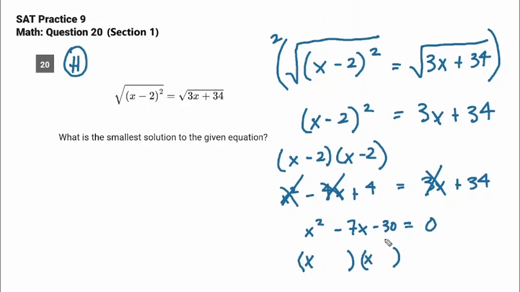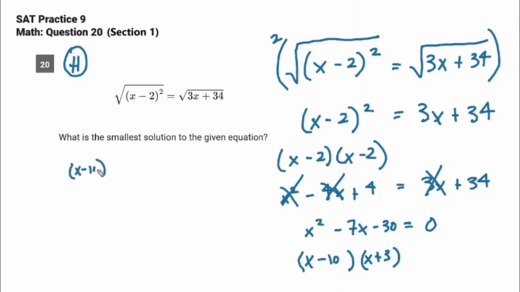What are some things you can multiply together to get 30? 15 and 2. No way you're going to get to 7. How about 10 and 3? Yeah, that works. Got to put them in the right places. It's going to be minus 10 plus 3, because minus 10 and plus 3 is going to get you to negative 7. If you're not sure, do it over here.